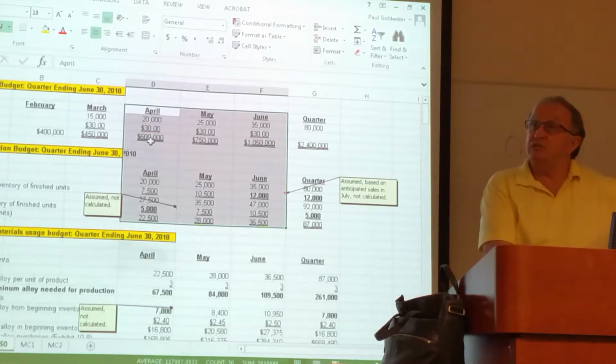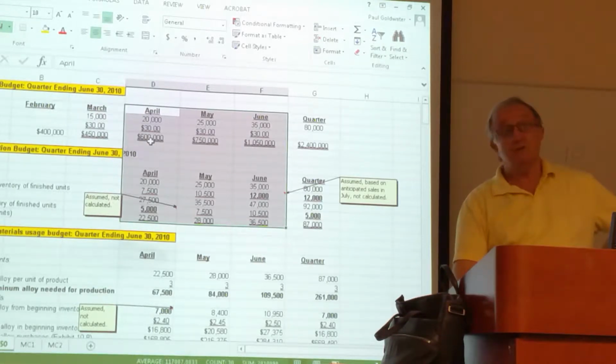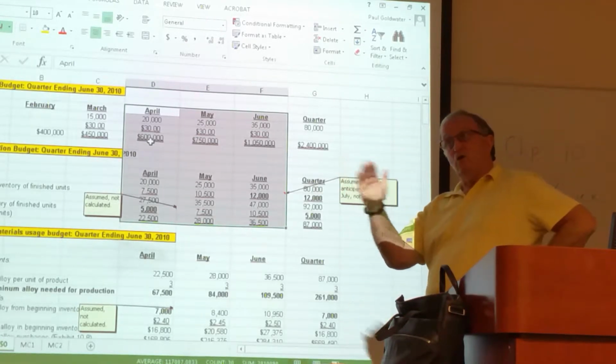What's the expression in the chapter when you've always got 12 months in the budget? Expression? A rolling budget or a continuous budget. Both expressions are used. Rolling or continuous.